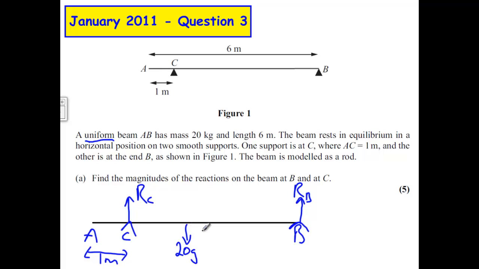And remember, for any moments equation, the moment of a particular force is the magnitude of the force multiplied by the distance it is acting from the point we're taking moments about. So because this system is in equilibrium, I can equate moments acting in a clockwise direction equal to moments acting in an anticlockwise direction. So in a clockwise direction, I have the reaction force at C, and that is a total of 5 meters from B.